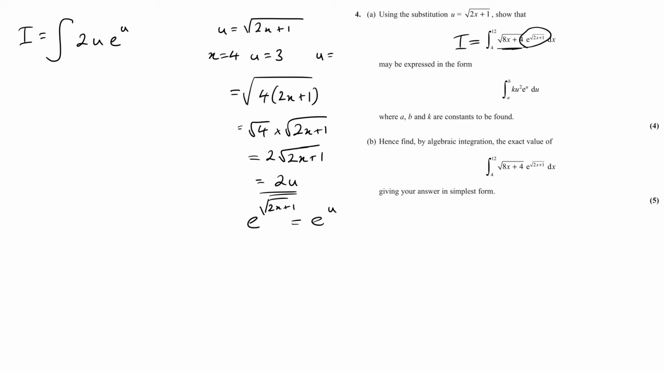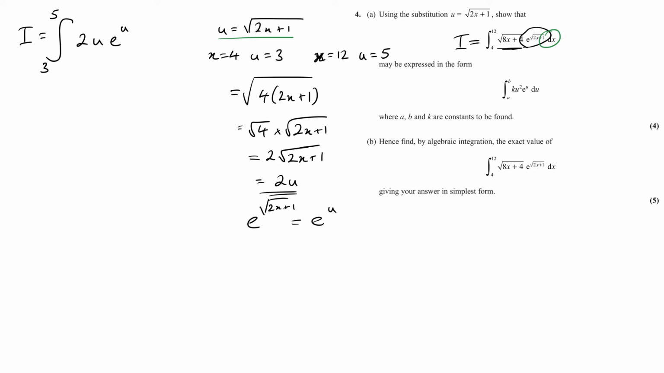And when x equals, what's the next one, 12, sorry, so x equals 12, u equals, so 2 12s are 24, plus 1 is 25, square root of 25 is 5. So that is that limit there. So we have now got our limits between 5 and 3. And then finally we've got the dx to deal with, haven't we? And that's going to come from this.